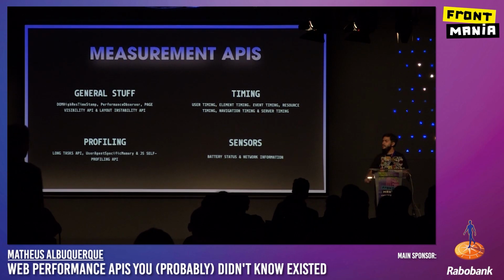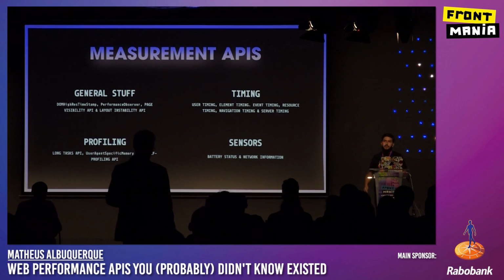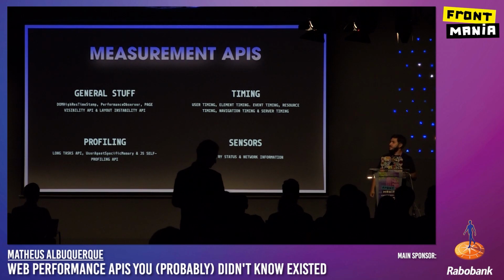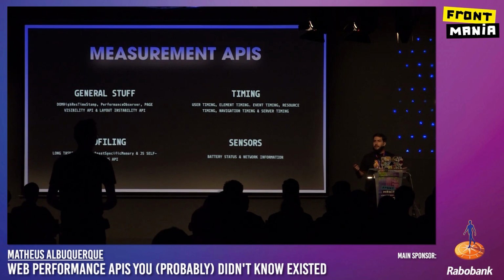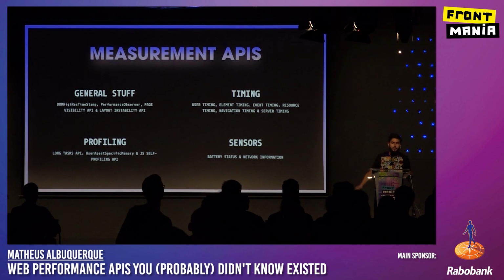To do that, I grouped those APIs in 4 different categories. We have first the general stuff. Some of these APIs are basis for the other APIs. We have timing APIs, which happen to be a lot of them. We have APIs for profiling, that is basically understanding what's happening with your code. And last but not least, we have some sensors.